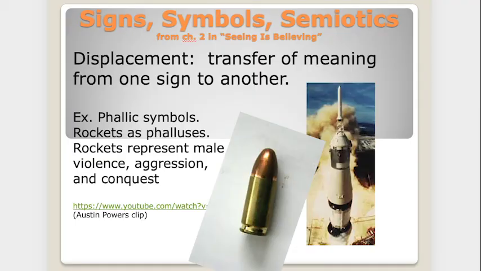Another way to create meaning is called displacement. That's where we transfer meaning from one sign to another. An example of this would be phallic symbols. A rocket is considered a phallus. A lot of feminist scholars see a rocket or a bullet, because of their shape, as looking like a phallus or a penis. So phallic symbols, they think of these as a symbol of male aggression and violence. So they are weapons. They're designed to kill. And this is a symbol for violence that comes from males.